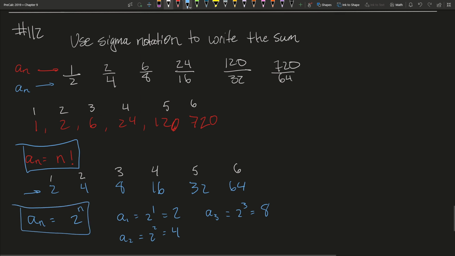So our overall rule for this entire thing is a_n is equal to n factorial, that's the top rule, divided by 2 to the n, which is the denominator rule. Okay, so again, I'm going to pause just for a second. Are there questions about how we got there?